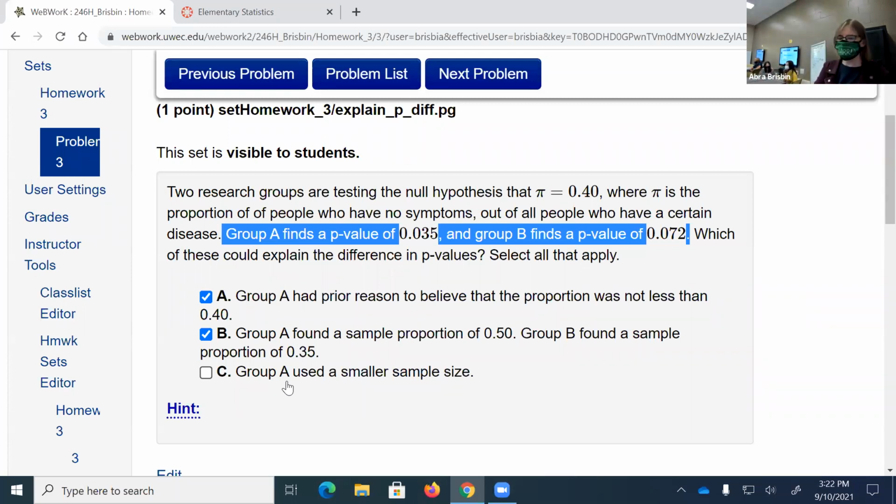So option C is not a good explanation. If option C were the case, then we would expect group A to have a larger p-value than group B, because group A would have less evidence. Questions about that?